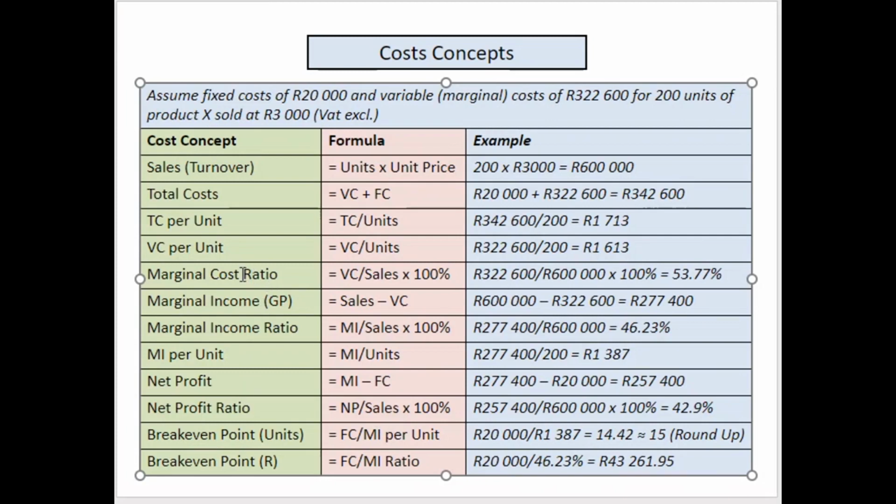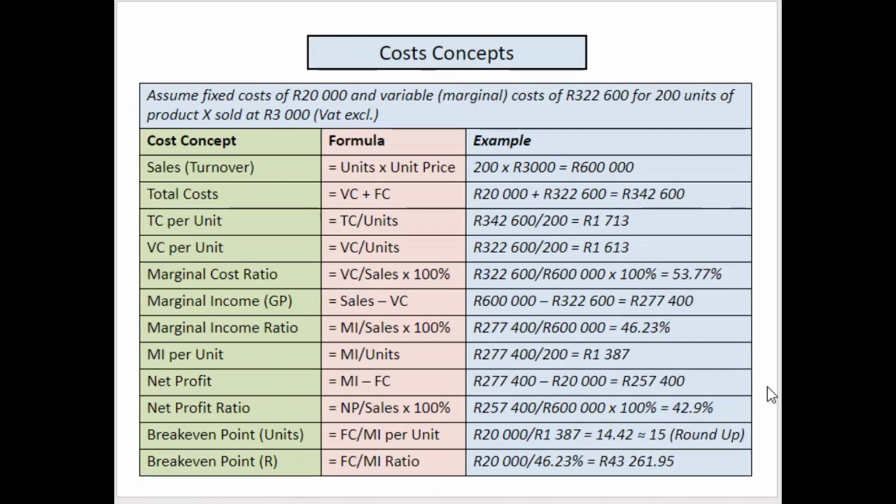Once we have done that, we can calculate our net profit ratio. Every time we see ratio, we express it over sales, guys, always. So our net profit ratio is our net profit, which we have just calculated, divided by sales, multiplied by 100%, and so our net profit ratio is 42.9%.